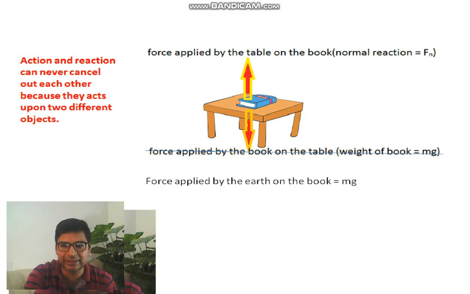Don't consider it the force applied by the book on the table. Do consider it the force applied by the earth on the book. Now the downward force is the force applied by the earth on the book. Say the weight of the book is 10 Newton, and the other force is the force applied by the table on the book, this is also obviously 10 Newton. Now they cancel out each other, hence the system is in equilibrium, hence the book is at rest.